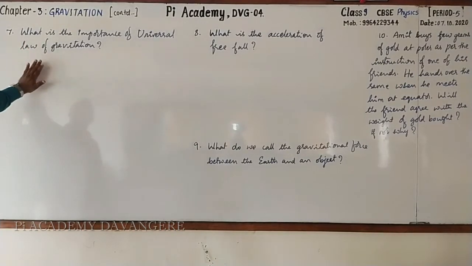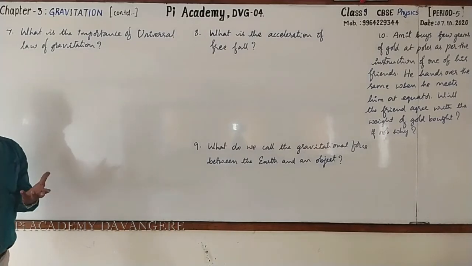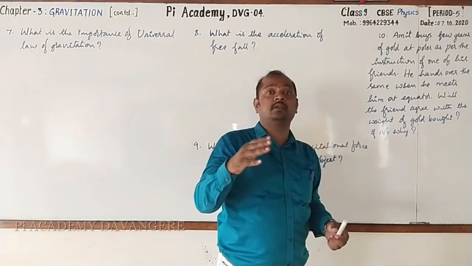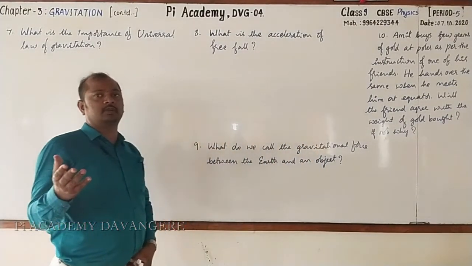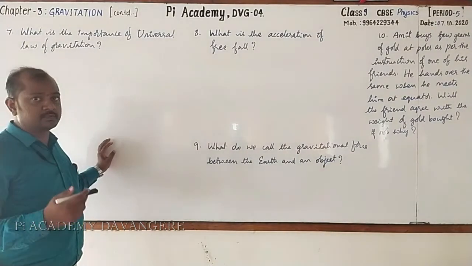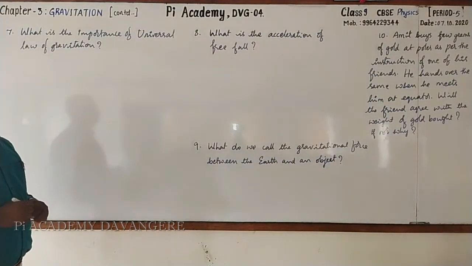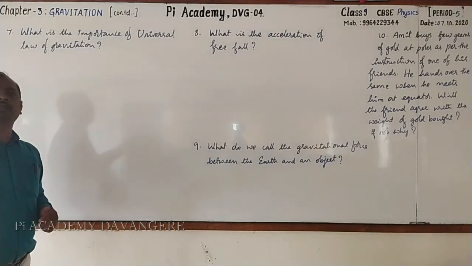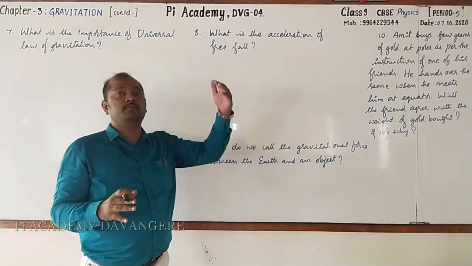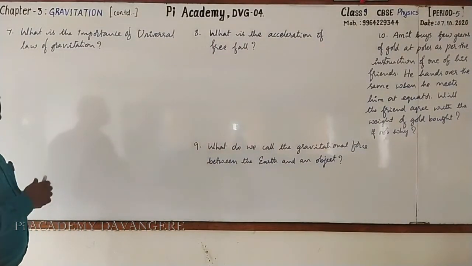What is the importance of universal law of gravitation? What does it tell? We know that every particle in the universe attracts every other particle with a force which is directly proportional to the product of their masses and inversely proportional to the square of distance between them. But what is the importance? From this law, we can come to know that every particle or every object in the universe attracts every other object with a force. Followed, this is the importance.